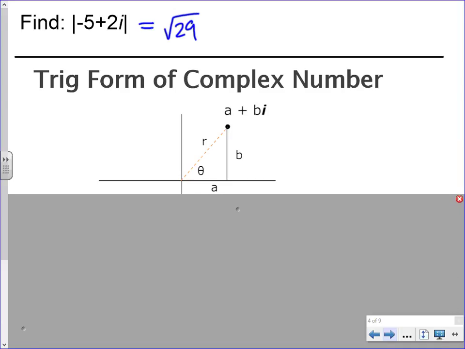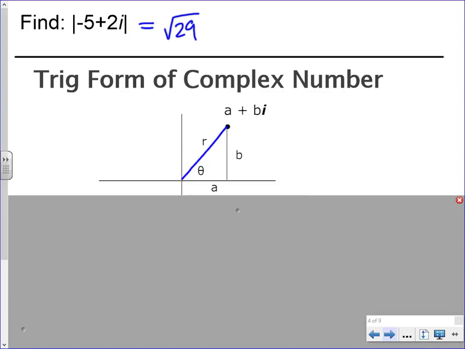Okay. So I'm going to have you go ahead and draw this picture here. I have the number a plus bi plotted. And I have a couple of things highlighted. R is representing the absolute value of a plus bi. And theta is that angle of rotation in which we would have to rotate to get there. Okay. Does this diagram look familiar? I hope you are saying yes.